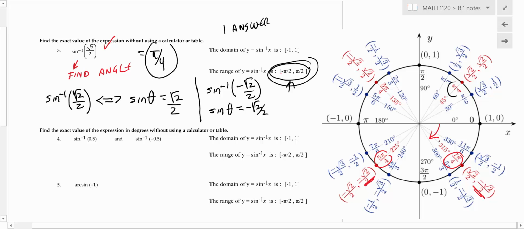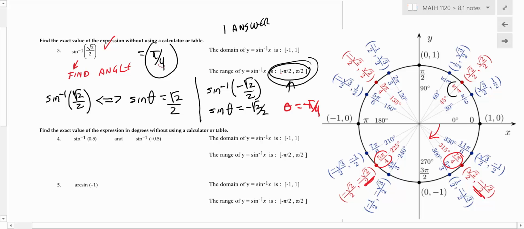Now, can you tell me what that would be if it was a negative angle? We end up at 45 degrees. So in radians, what would that be? Negative pi over 4, right? Every time you have 45 degrees, that's pi over 4. So the answer to that problem is going to be this: theta is negative pi over 4.